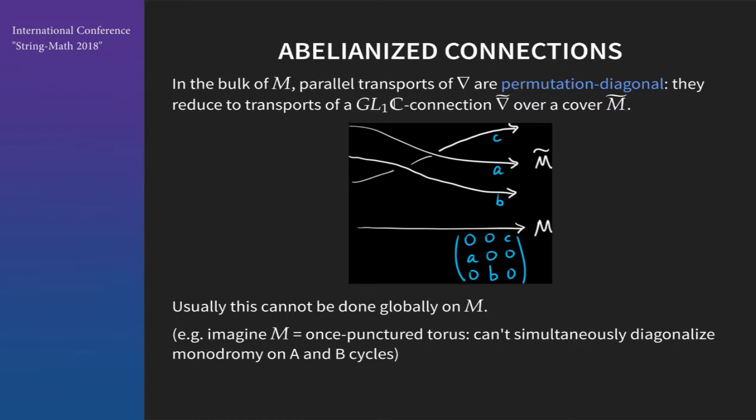Now usually, if you think about it for a minute, you can't do that globally on a manifold. If you imagine having a once punctured torus, then you have two monodromies. There's no way you could simultaneously diagonalize those two monodromies.